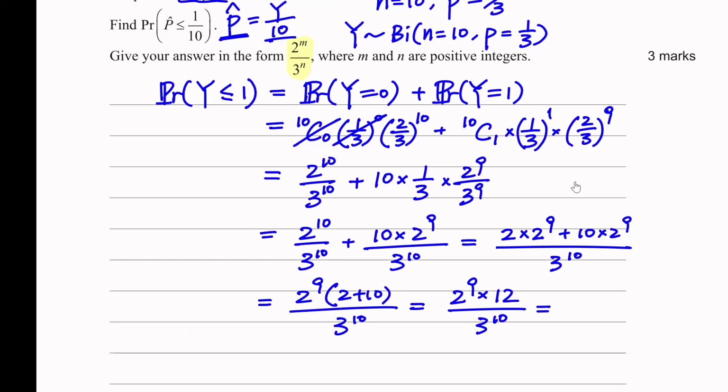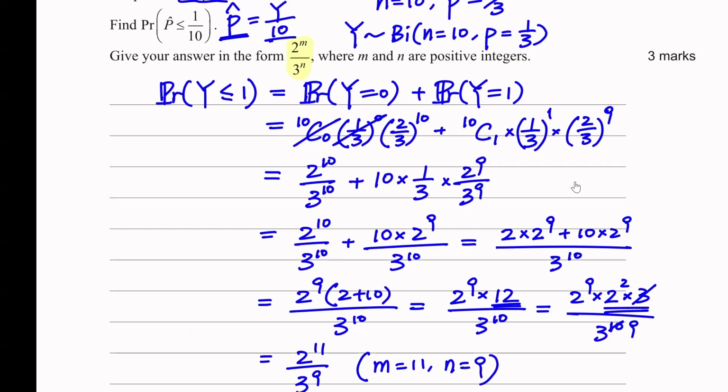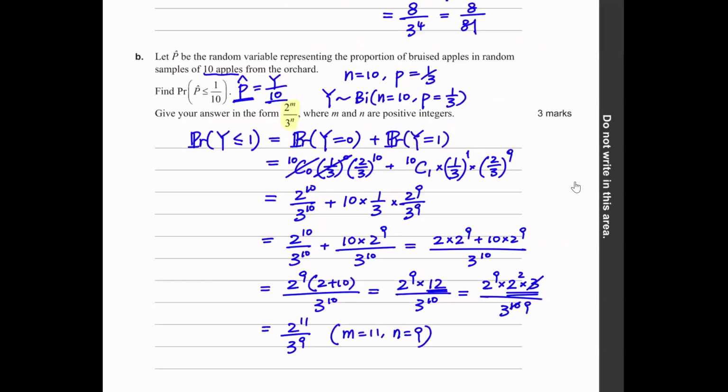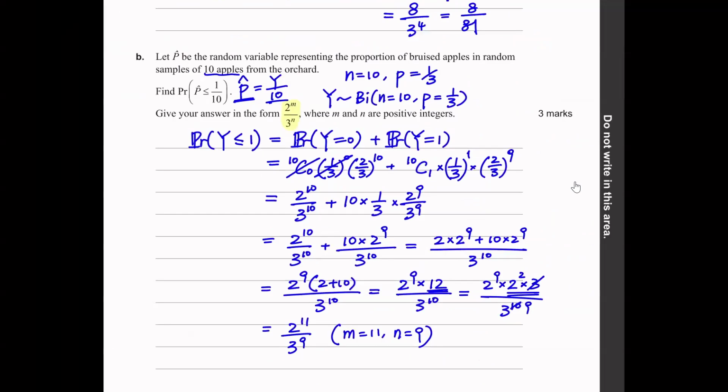And just a few more steps. You can only retain a base 2 and a base 3. So I'm going to do 2 to the power 9 times 2 to the power 2 times 3. This is the prime factor expansion of 12, divided by 3 to the power 10. So you can actually see you cancel out the 3. This is 3 to the power 9 now. And the top number is 2 to the power 11. For example, your n value is 11, n value is 9. Okay, so that's pretty much part B.